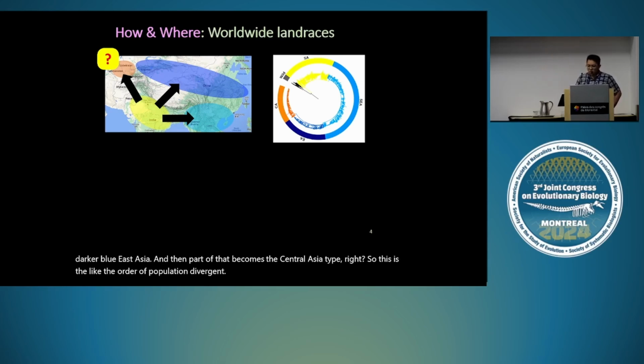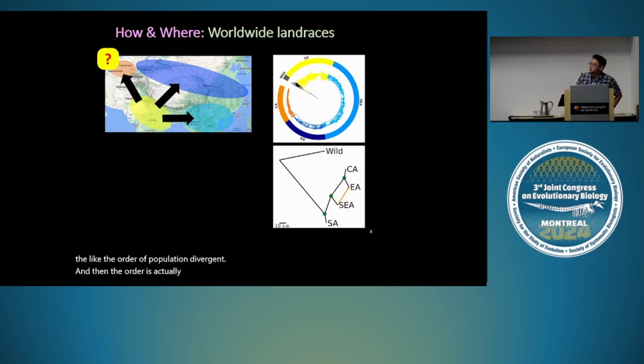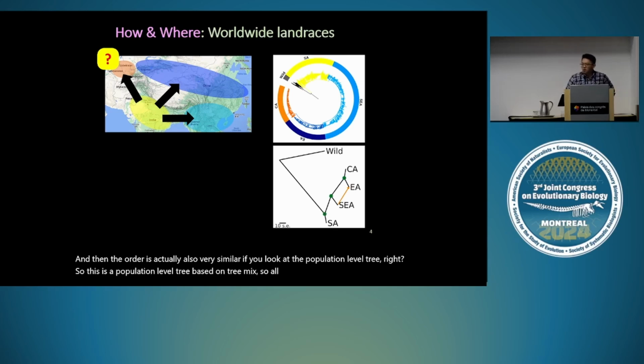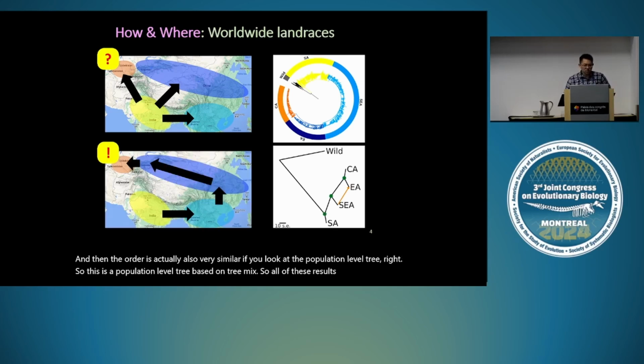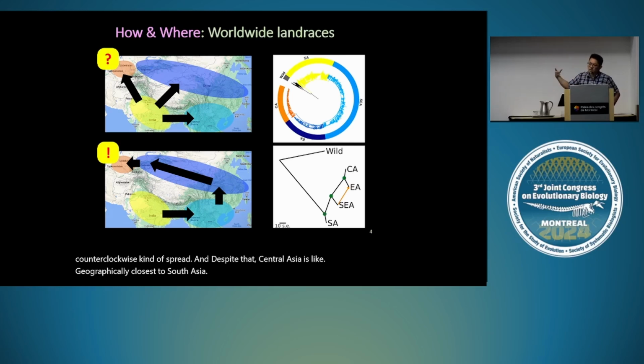And then the order is actually also very similar if you look at the population level tree, right? This is a population level tree based on TreeMix. So all of these results consistently point to this very unique or strange direction of spread. They have a very strange counterclockwise kind of spread. And despite that Central Asia is geographically closest to South Asia, mung bean did not first disperse from South Asia to Central Asia, right? So we want to understand why.